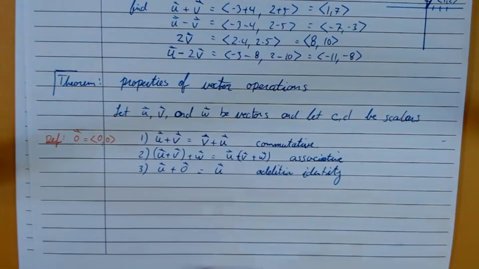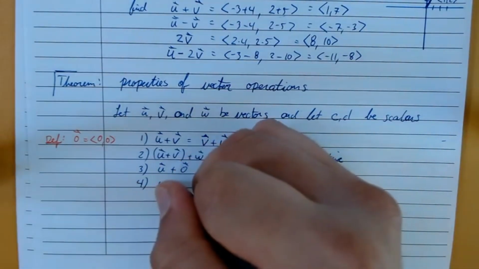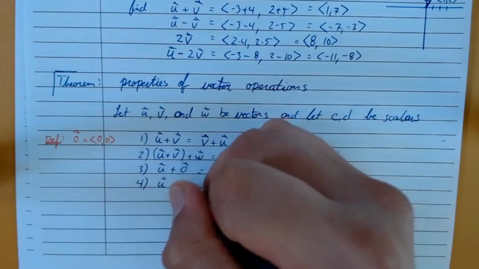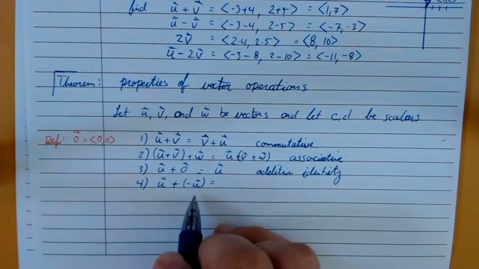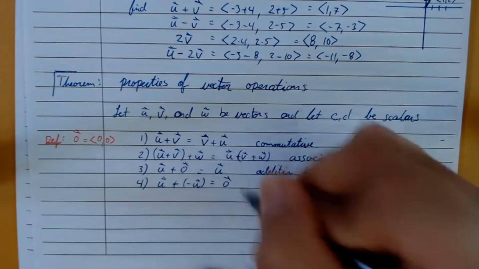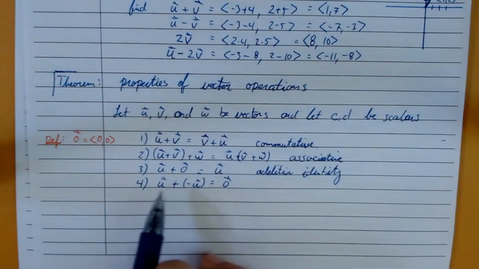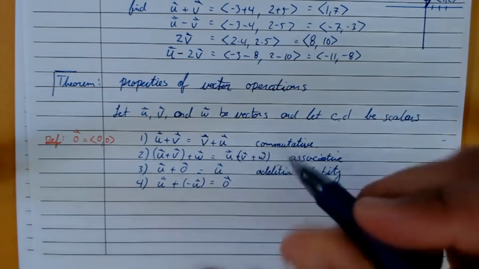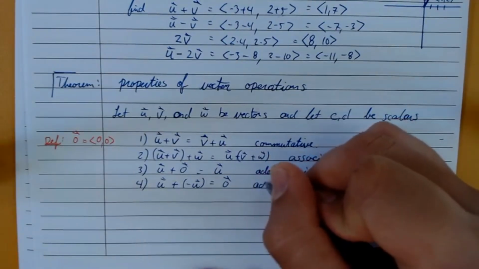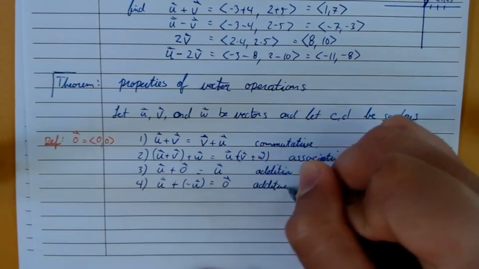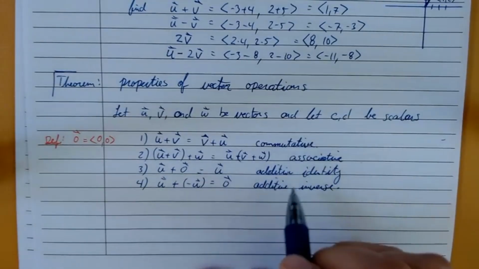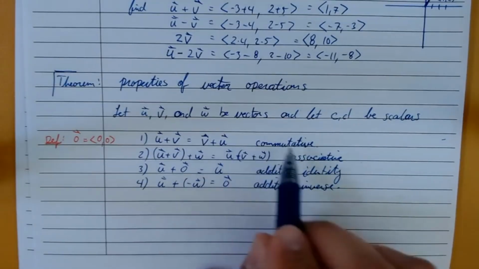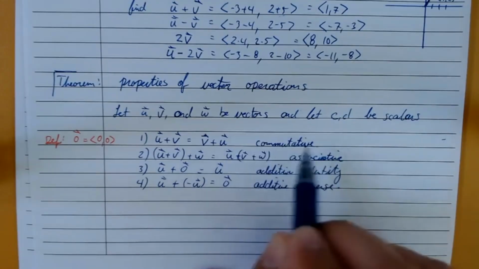Okay. The next property we're going to have: if you add a vector to its negative, well, then you're going to get the 0 vector. So a number plus its opposite gives you 0, right? So you still have the additive inverse property. I'm not really going to ask you to remember these names, although you probably already know the names commutativity and associativity, yeah?